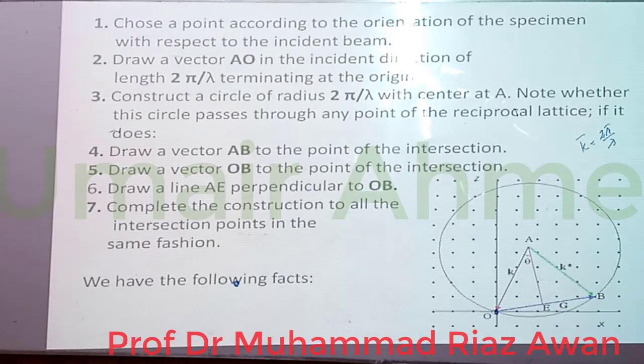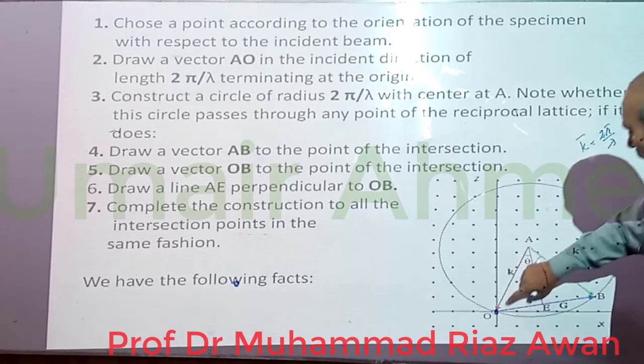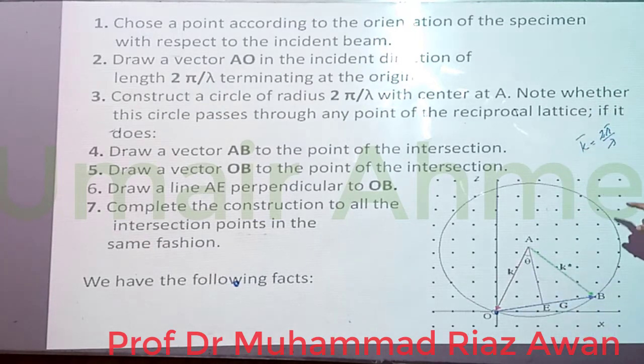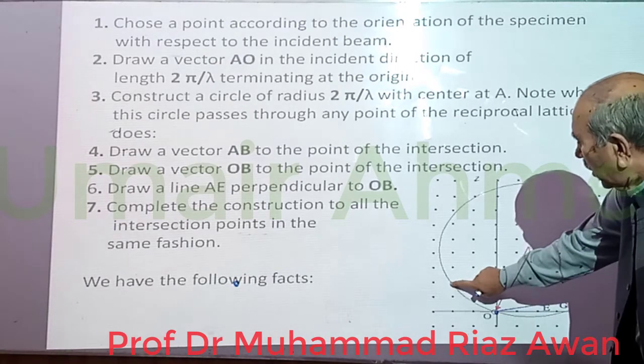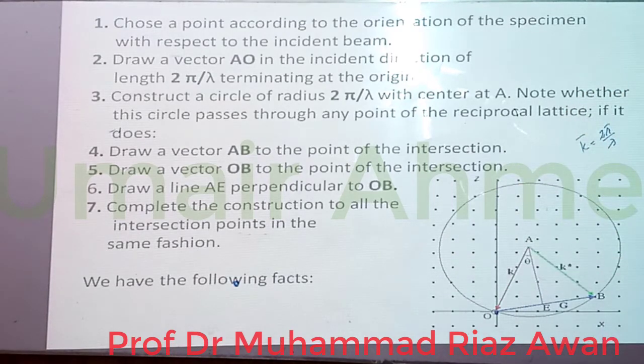Note whether this circle passes through any point. I have drawn this circle. Taking this as the center, I have drawn this circle and I note that this circle is passing through certain points. For example, it is passing through this point, it is passing through this point, similarly it is passing through this point, it is passing through this point. Rest of the points are not occurring on the surface of the circle.